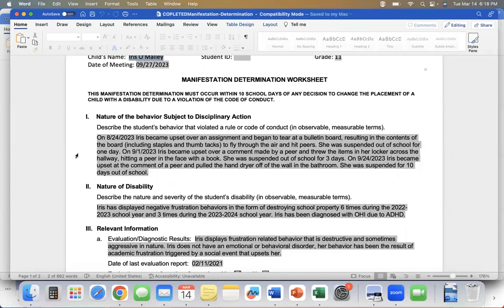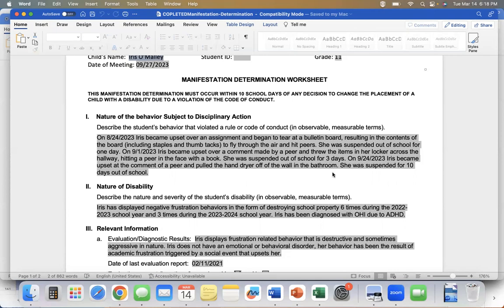Right after school starts, the 24th would be very close to the beginning of school. She became upset over an assignment and began to tear at a bulletin board. This resulted in the contents of the board, including those staples and thumbtacks, flying through the air and hitting some peers. She was suspended out of school for 1 day. Then on September 1st, she became upset again over a comment that was made by a peer and threw the items in her locker across the hallway, hitting a peer in the face with a book. She was then suspended out of school for 3 days for this. So now we are at 4 days of out of school suspension.